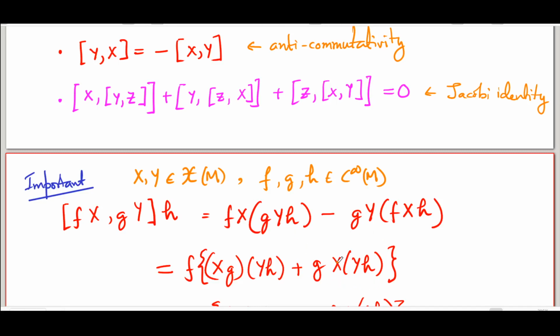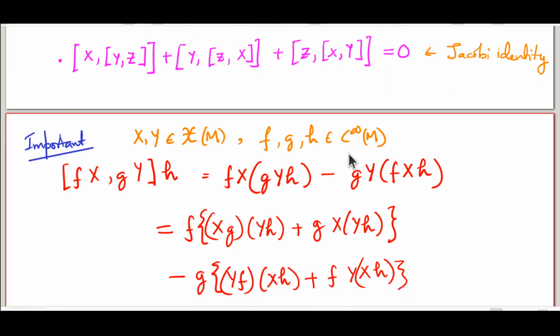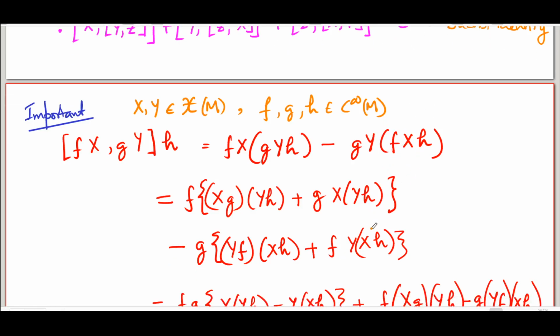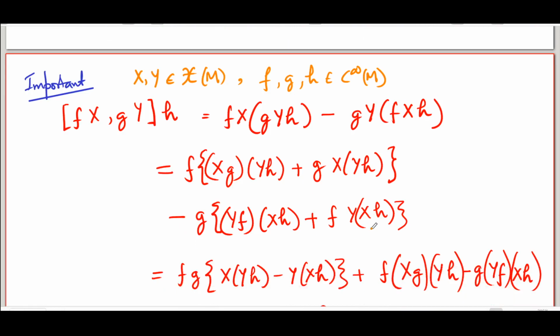Now this is what you get from the first term. From the second term, you get minus g, Y acting on f with Xh left intact. Added to that, you have f left intact, Y acting on Xh. So now, collecting terms together, we see that we have fg, this product, multiplied by XYh here and minus YXh here. So that obviously is the Lie bracket of X with Y acting on h.